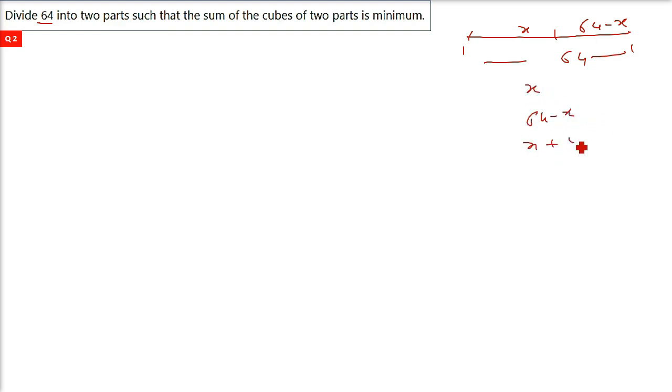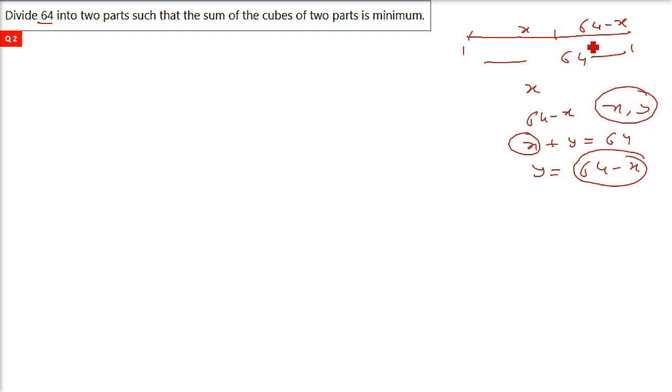Either you can do x plus y equals 64, which we just did in the previous question, or you can say simply one is x, one is 64 minus x, which is more realistic also. And from the expression x plus y equals 64, it will also give you 64 minus x. In both cases, x and y will be x and 64 minus x. This is the first part we have completed. We have divided 64 into two parts. The second part says such that the sum of the cubes of the two parts is minimum.